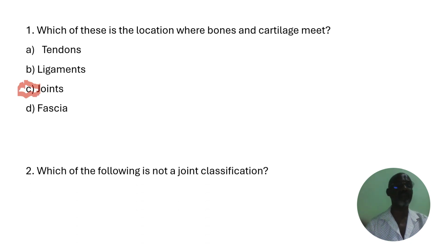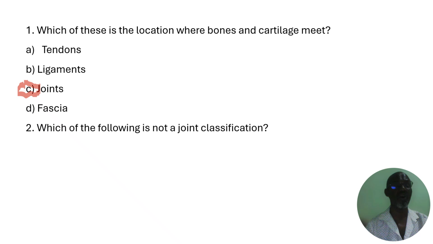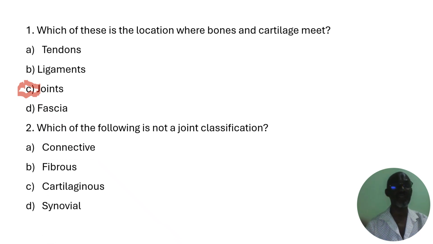Question number 2. Which of the following is not a joint classification? Connective, fibrous, cartilaginous, synovial. Of course, this is very simple. There is no such joint as connective. We classify joints based on the structure that joins them: fibrous, cartilaginous, and synovial.